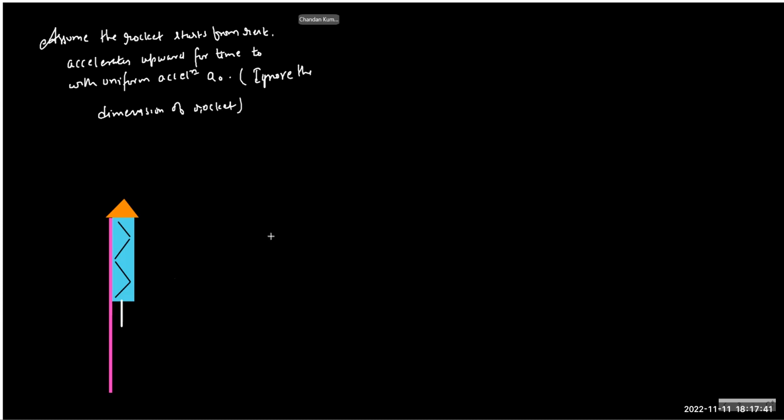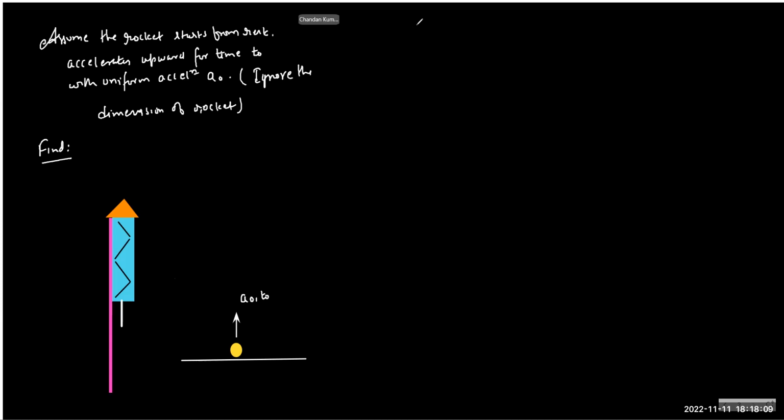So it is like you're throwing, let's say there is some device which can fly. You can represent the rocket by a ball or some dot which accelerates with the acceleration a naught for duration t naught, and then it will move under gravity. So the question is fine.